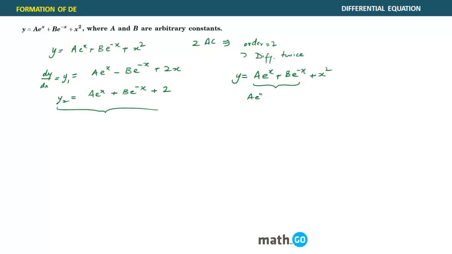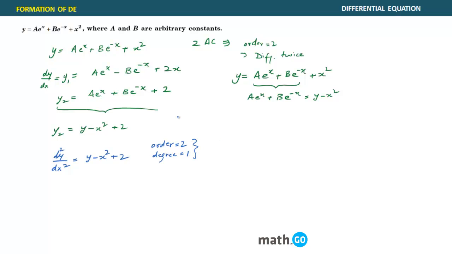Can I say a e raised to power x plus b e raised to power minus x is nothing but y minus x square? Just put this value over here. So this becomes y2 is equal to y minus x square plus 2, and now if you see, this is a differential equation which is not having any arbitrary constant. This is your answer. So you can say d2y by dx square is equal to y minus x square plus 2 is the answer, where obviously the order is 2 and the degree is 1. This is how you solve this particular question.